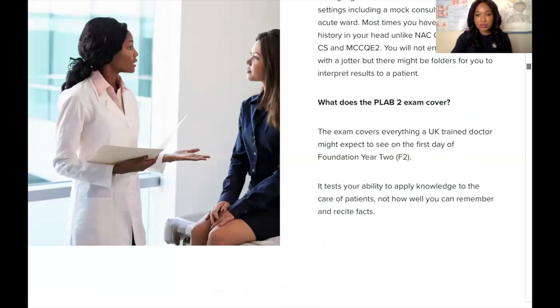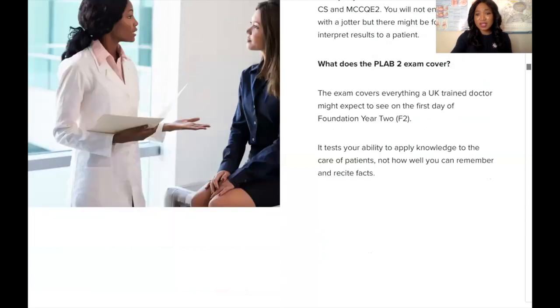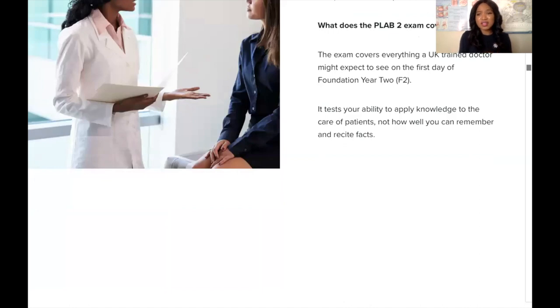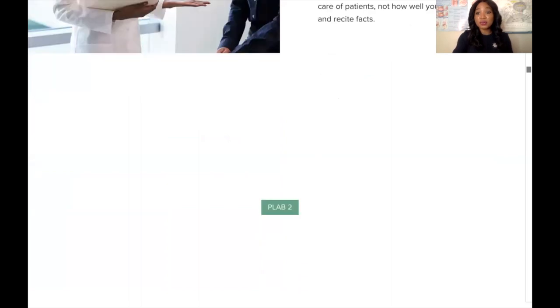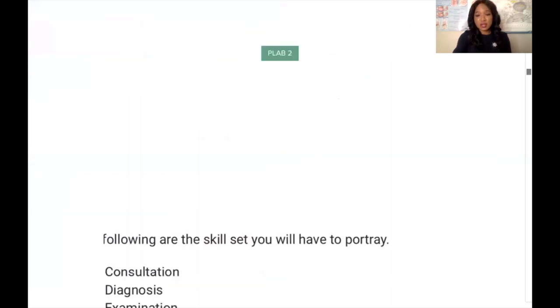Now, what does the PLAB 2 cover? It's basically what a UK trained F2 should see. That's at the level of a house officer, spending 2 years in house job. That's what the PLAB 2 should cover. So there'll be a lot of informing your seniors when you face a difficult scenario.